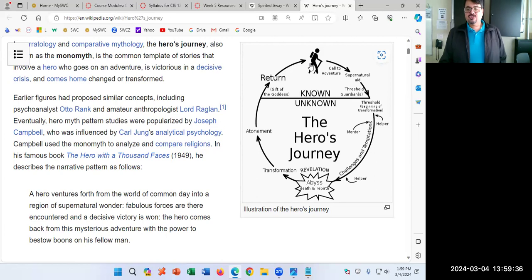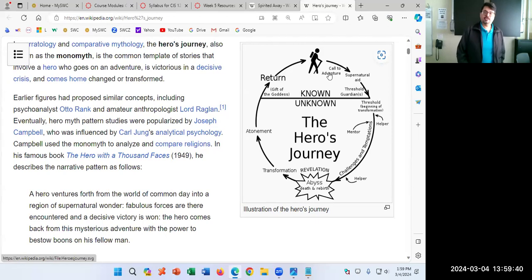So there is some character, your OC. There's a call to adventure. I'm not going to read all of those at the moment, but there is a sort of a sequence of things. On the opposite side from the very top, there's the very bottom, the worst of it all, the most horrible defeat. How will I come back from it? Then they resolve it, they come back, but they come back better than before.